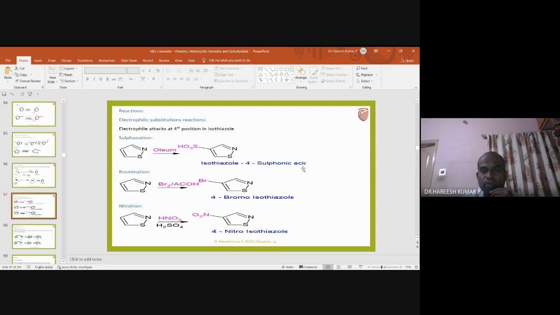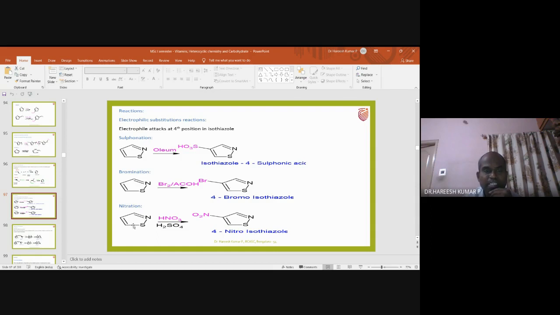Isothiazole 4-sulfonic acid. Similarly, when it is subjected to bromination, bromination means a bromonium ion is added to the thiazole ring, where it will add more particularly at the fourth position. So that means isothiazole undergoes bromination at the fourth position, giving rise to 4-bromo isothiazole.